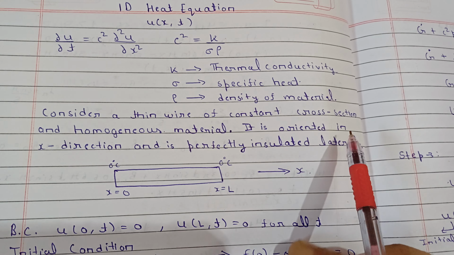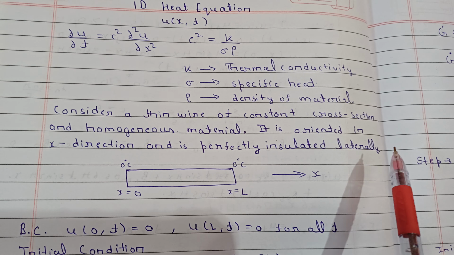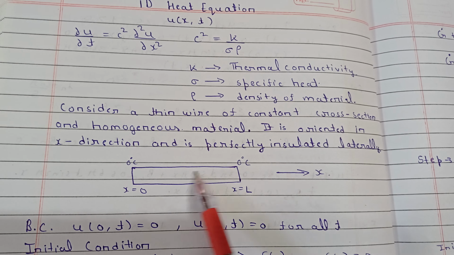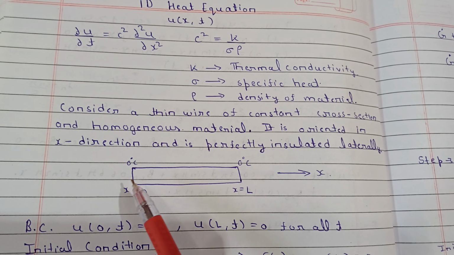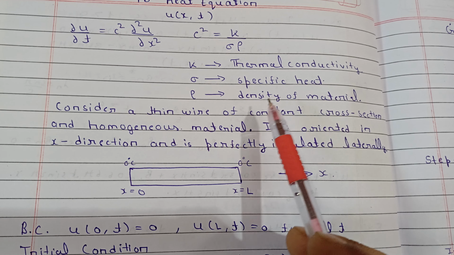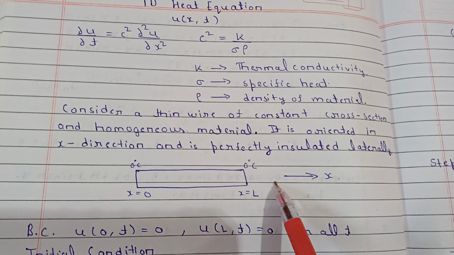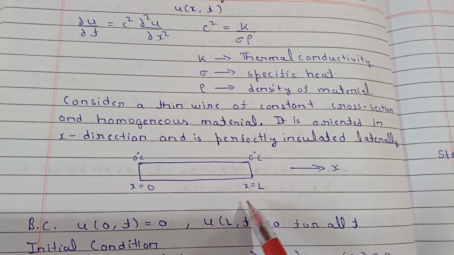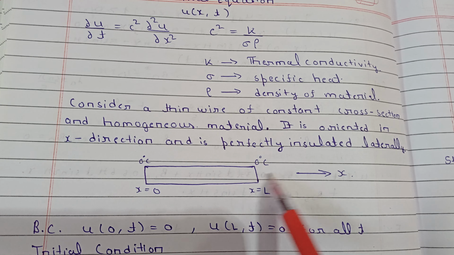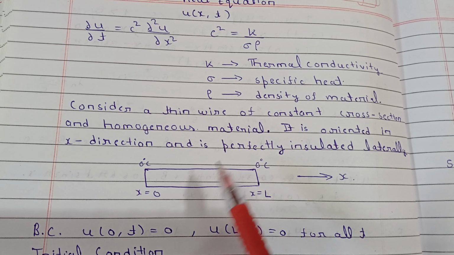So consider a thin wire of constant cross section and homogeneous material. It is oriented in the x direction and is perfectly insulated laterally. So there is this single wire, or we can say it is one dimensional, and this direction is x. Then this thin wire has the same cross section all over, and it is laterally insulated, meaning no heat can pass outside this region, but it can pass through the ends. And we have put these ends at 0 degrees Celsius. So whatever temperature you give to this rod will go to 0 only through the ends, meaning heat flow will be at the ends only, not from the lateral surface.